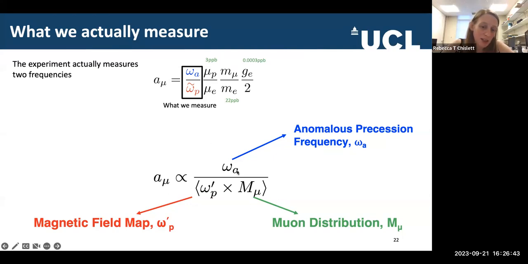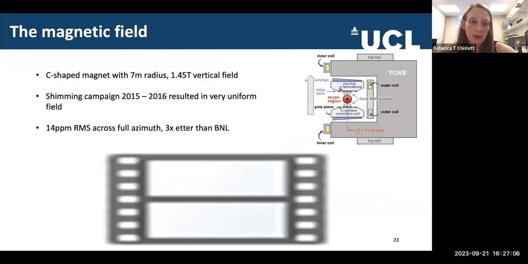And then the additional complication is that once we have the measurement of the magnetic field from NMR, or the precession of a proton, we also want to convolute that with the muon distribution, so that we know what field the muons experienced at the point of decay. So I'm going to talk through how we measure each of those components.